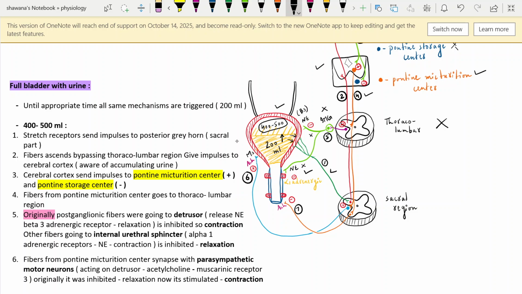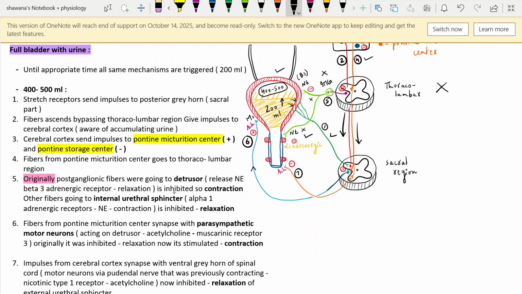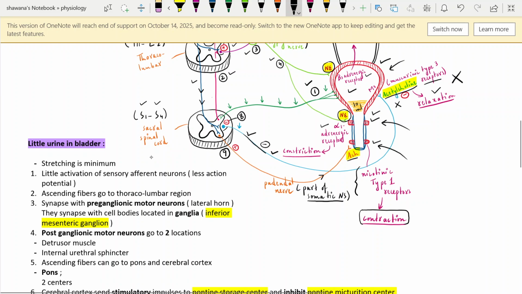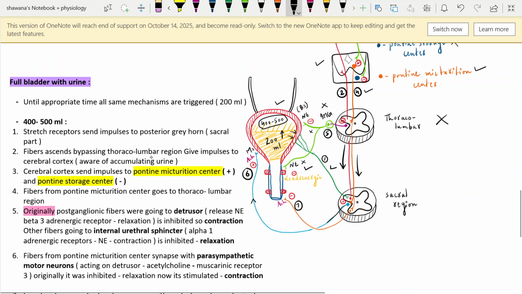Originally, they were releasing acetylcholine, but in the case of storing the urine, we have inhibited this acetylcholine on the muscarinic type 3 receptors. We have inhibited that in accordance with the relaxation of the bladder. But when we are planning to urinate, we need to contract the bladder, right? So this process is stimulated.